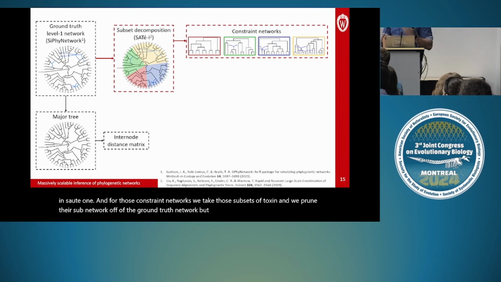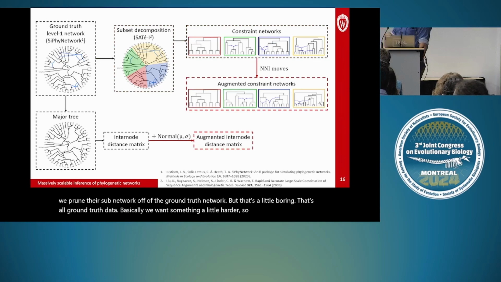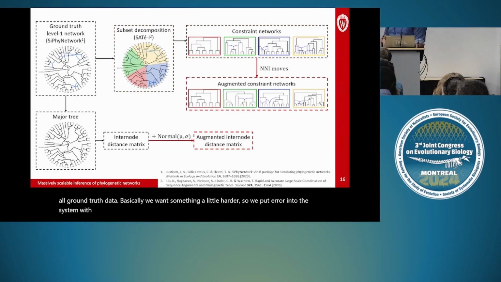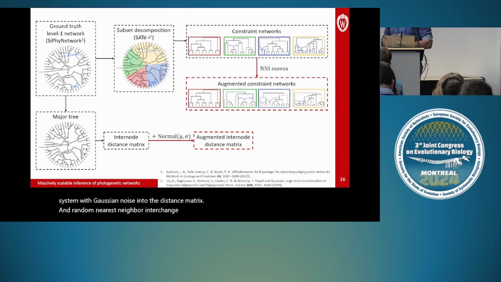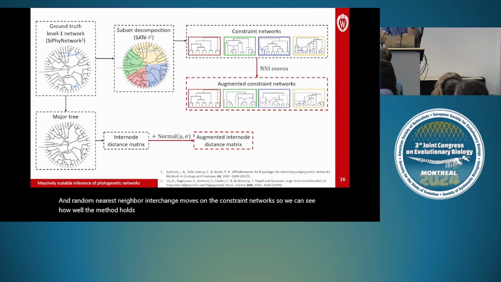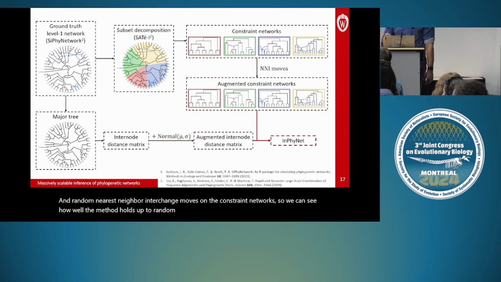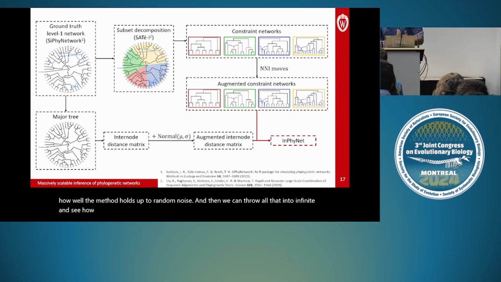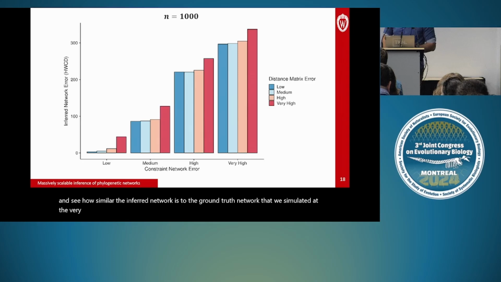But that's a little boring. That's all ground truth data, basically. We want something a little harder. So we put error into the system with Gaussian noise into the distance matrix and random nearest neighbor interchange moves on the constraint networks, so we can see how well the method holds up to random noise. And then we can throw all of that into InPhyNet and see how similar the inferred network is to the ground truth network that we simulated at the very beginning. And it turns out that it does pretty well.